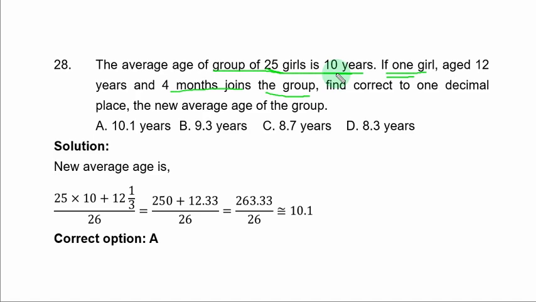That number is not given to you, so you have 25 times 10 plus the age of the other girl. You express 12 years 4 months in years, that is 12 and 1/3. So you have 250 plus 12.33 over 26. If you add, you have this, divide by 26, you have 10.1 to 1 decimal place as the new average age of the group. A is the correct option.